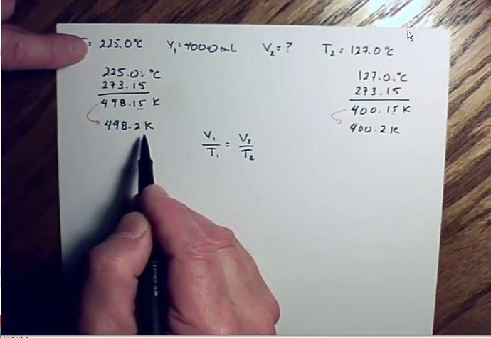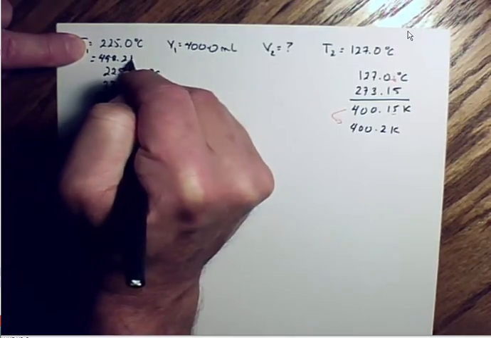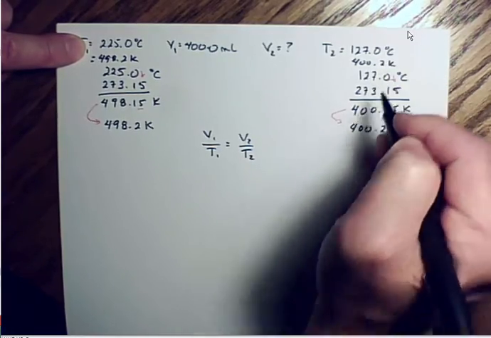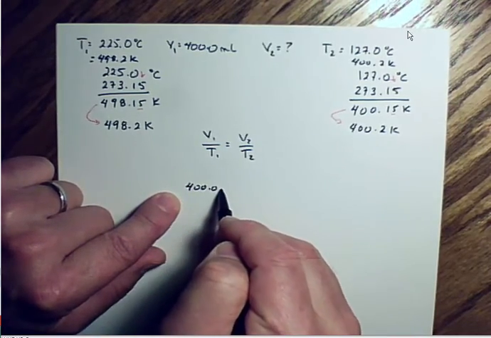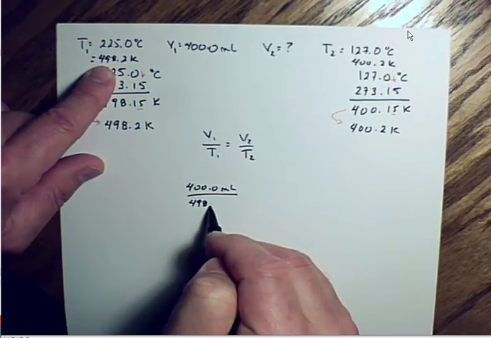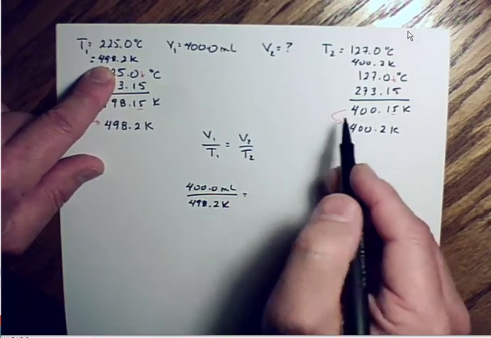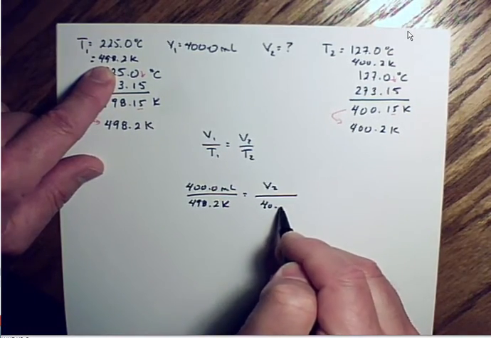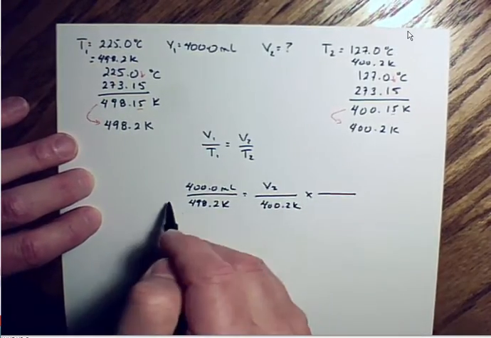Okay, but what we want to do then is to take this number for this temperature. So what we want to actually use is 498.2 here, and here we want to use 400.2 up here. So when we plug everything in, volume 1 is going to be 400.0 milliliters, and temperature is going to be 498.2 because you have to have Kelvin temperatures when solving gas law problems. On this side over here, we don't know V2, so we're going to leave it alone. And we're going to put 400.2 over here.